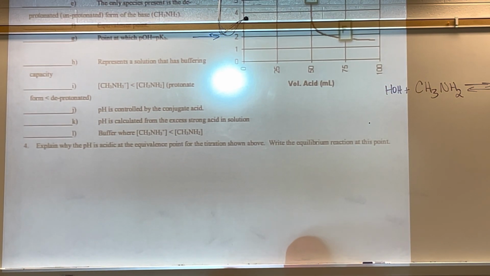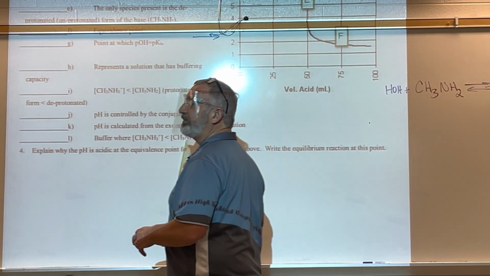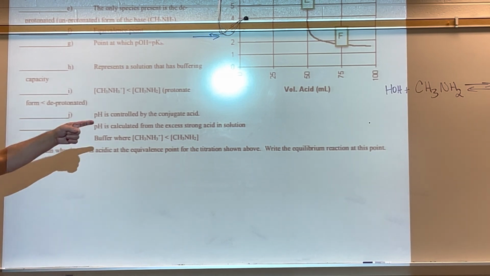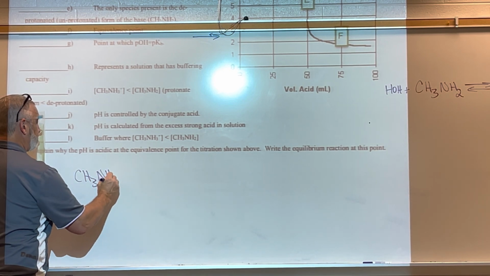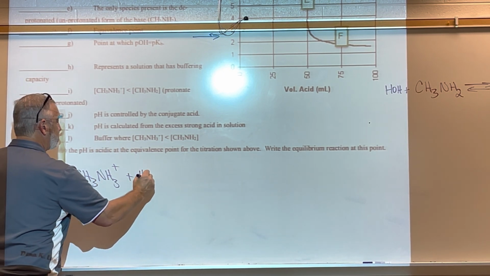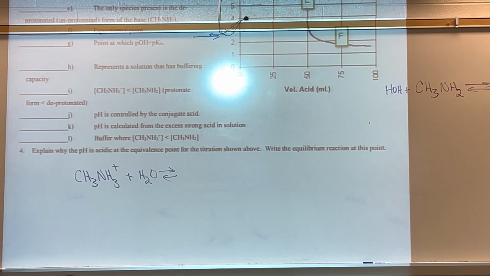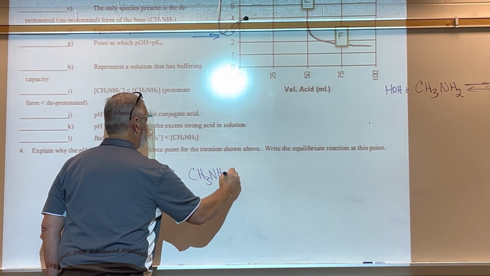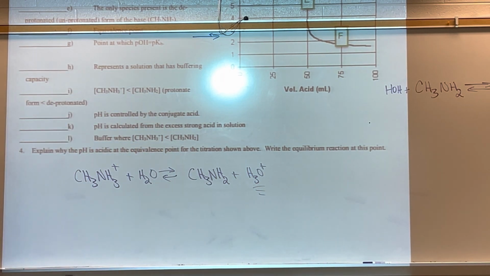Explain why pH is acidic at the equivalence point of the titration or any equilibrium reaction. What's going to be reacting at the equivalence point? The conjugate acid, which is which species? CH3NH3 plus in water. What's it going to make? CH3NH2 plus H3O plus. It's generating H3O plus.